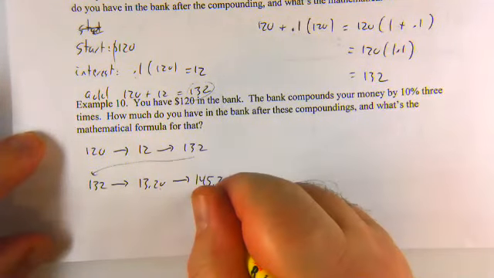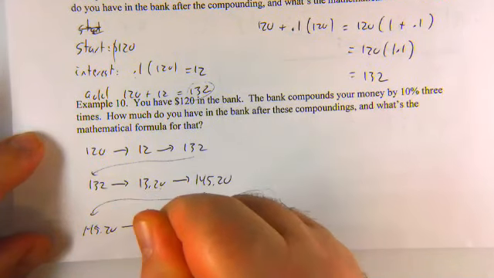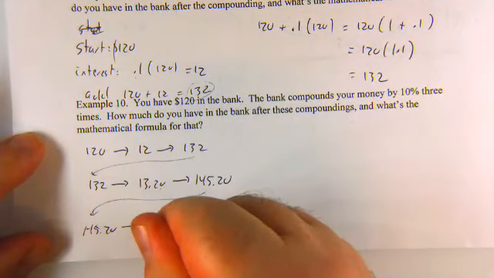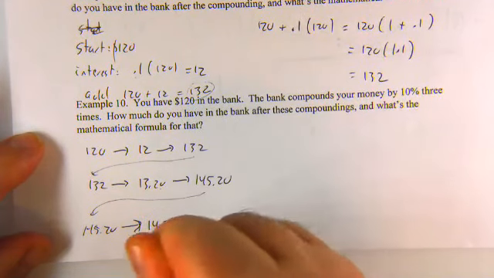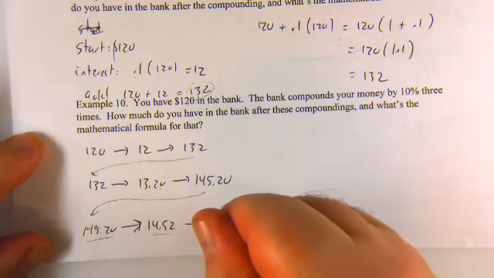Compound interest again, so that means you start with 145.20, add 10% of that. 10% of that is 14.52. Add the 14.52 to the money you've already got, and that gives you 159.72.